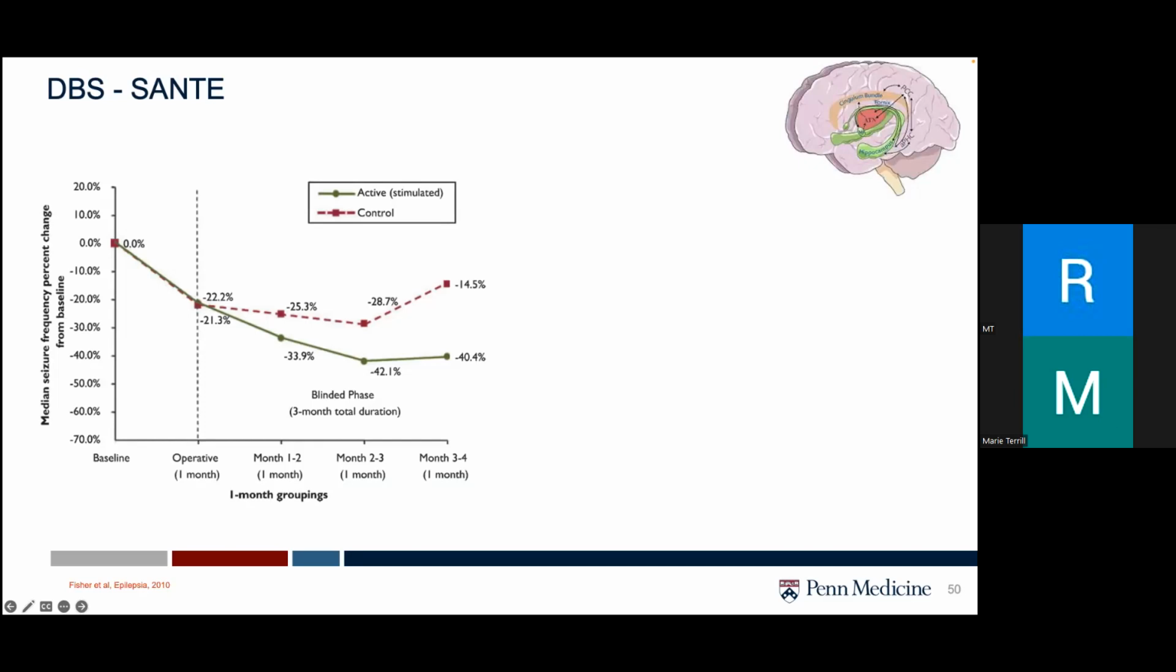They had a total of 110 patients who were randomized to either the control or the sham group, but you can see clearly that at the end of the blinded phase, there was a 40% reduction in seizure frequency in the treatment group compared to a 15% reduction in the control group.